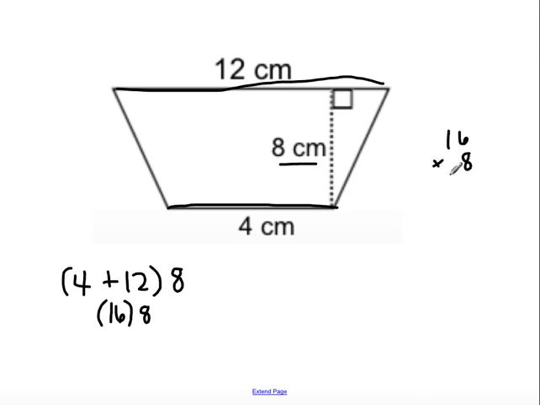We do that in the corner over here. 8 times 6 is 48. Put the 8 down, the 4 there. 8 times 1 is 8, add the 4, which would be 12. So our answer is 128. And then we have to divide that whole thing by 2.